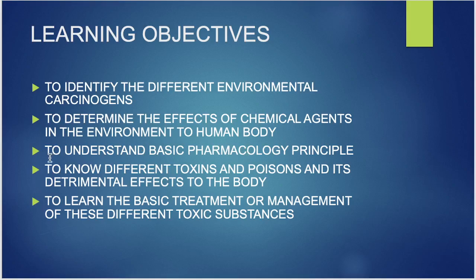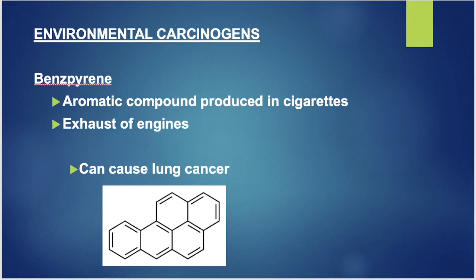And then, to know the different toxins and poisons and their detrimental effects to the body. Next is to learn the basic treatment or management of these different toxic substances. So, how do we manage our patient if we encounter patients who were able to acquire these different toxins or poisons? At least the basic management so that you will have an idea on that matter. Okay? Let's start first with your environmental carcinogens.